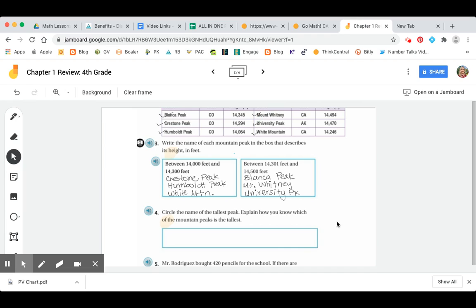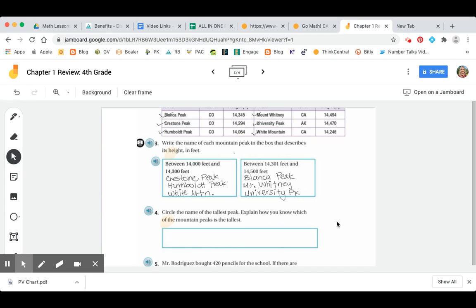All right. Why don't you do yours and I'll do mine and then we can kind of compare notes. We'll come back together. All right. So here we go. Okay. I wrote mine. You wrote yours. Let's compare. Do you have Creststone, Humboldt, and White Mountains for the mountains that are between 14,000 and 14,300? Okay. And you have Blanca Peak, Mount Whitney, and University Peak for the ones that are between 14,300 and 14,500. All right. If so, you nailed it.